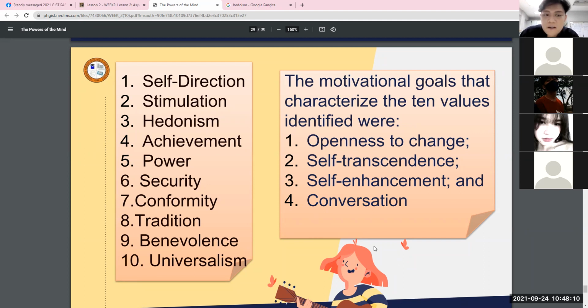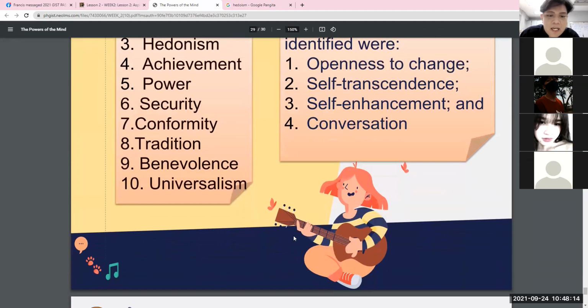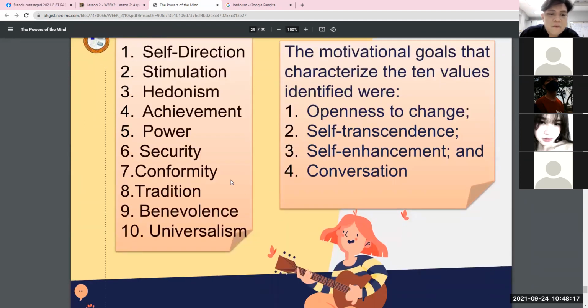Then conformity and traditions, benevolence, and universalism. Conformity is you're being a straightforward person, and you are dependent in your current situation. Tradition is the one that you inherit from your ancestors or family. That's your traditions or beliefs. Benevolence, ito yung pagiging matatag natin. And universalism is pagkakapare-parehas, that we understand that whatever we experience at the moment is the same experience that other people might experience or are going through.